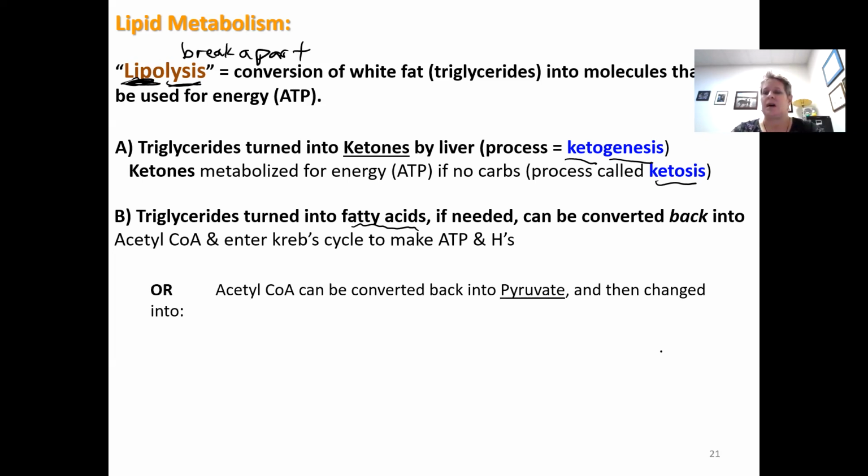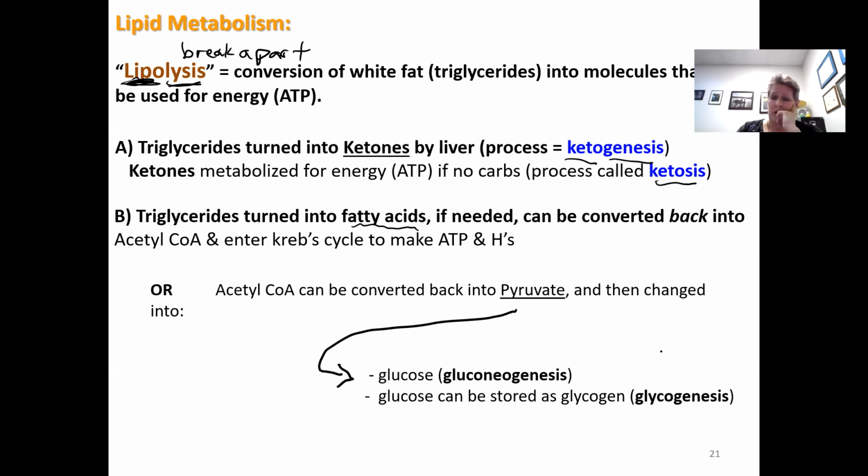I made it clear on Wednesday, but for people who weren't there, if a chemical reaction can occur in one direction, it can go backwards into the earlier products. So the acetyl-CoA can be converted back into pyruvate, and then if you go backwards through pyruvate, back up through glycolysis, that makes glucose.